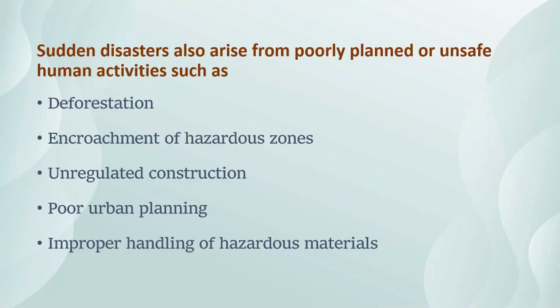Some sudden disasters also arise from poorly planned or unsafe human activities, such as deforestation, encroachment of hazardous zones, unregulated construction in both rural, semi-urban and urban areas, poor urban planning, improper handling of hazardous materials. These factors increase the likelihood of accidents and exaggerate their consequences.